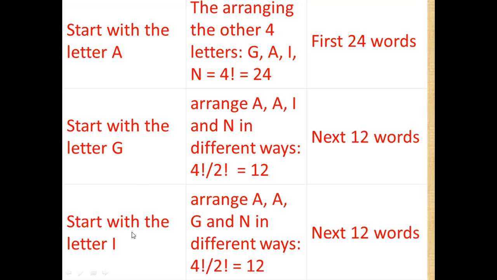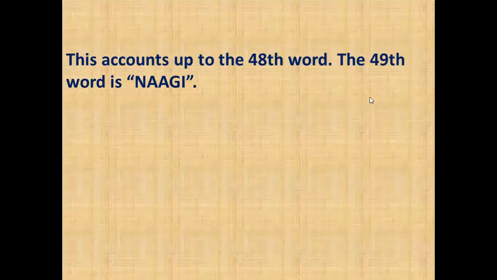Now in the same way, we start with the letter I. Again, the characters left are G, N and 2 A's. So again factorial 4 and again dividing by factorial 2 because we have 2 A's. That comes out to be 12. Now if you add them, 24 plus 12 plus 12, that comes out to be 48. So this accounts up to the 48th word. So the 49th word would be starting with N. So we have A, A, G, I. So the word is NAAGI.